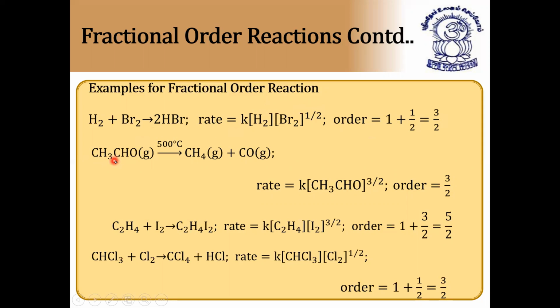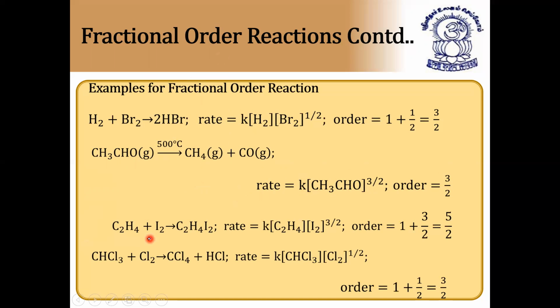Let us take one more example. Acetaldehyde, CH3CHO, on heating forms CH4 and CO. The rate for this reaction is given as K [CH3CHO]^(3/2). So straight away we can write order = 3/2. These are nothing but examples of fractional order reactions.